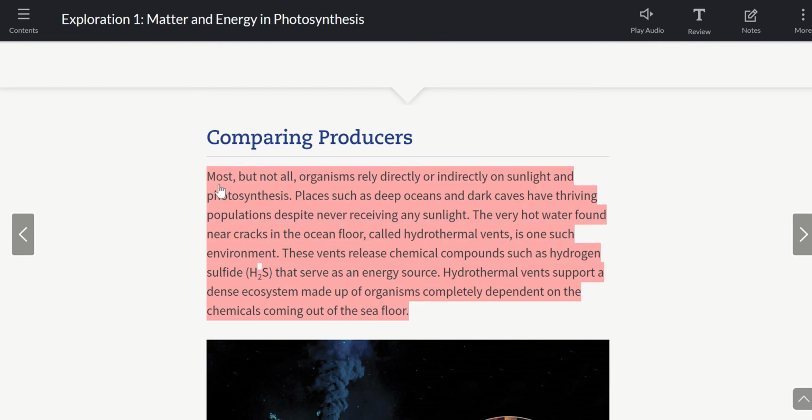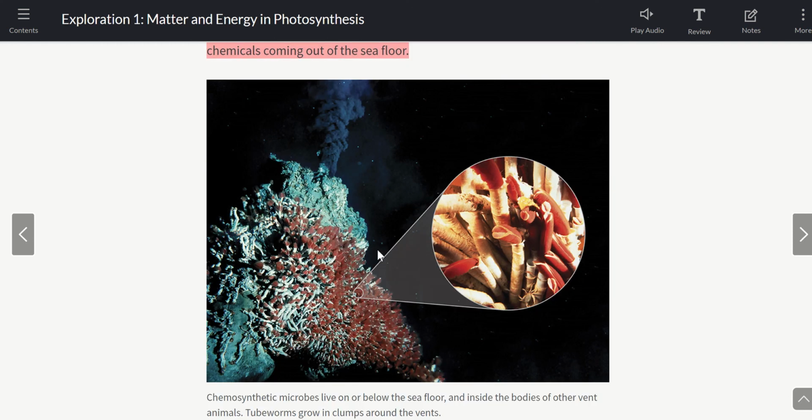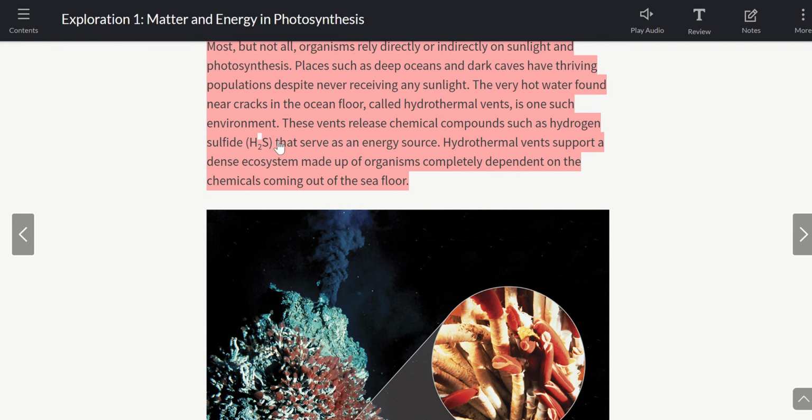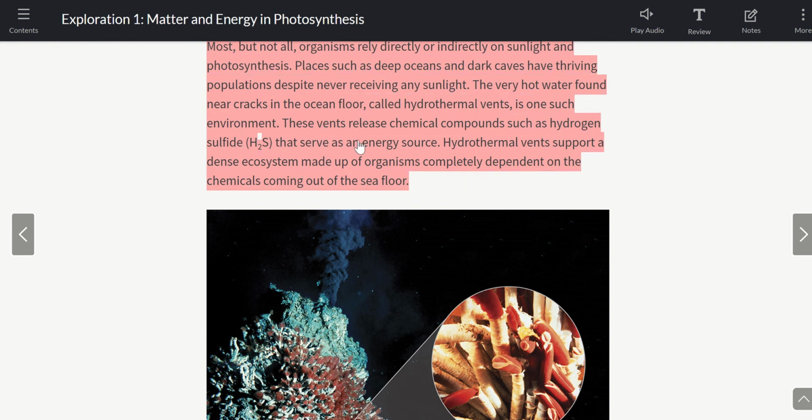Now also, there are plants that live in very dark areas where there is no sunlight. Plants that live on the ocean floor, how are those plants going to get sunlight? And in turn, how are they going to produce their own energy? The quick answer is they don't get sunlight. So they've had to come up with another way to create energy. They've tweaked photosynthesis a little bit, and they're going to use hydrogen sulfide. The vents that these plants live by are going to produce hydrogen sulfide in the water.